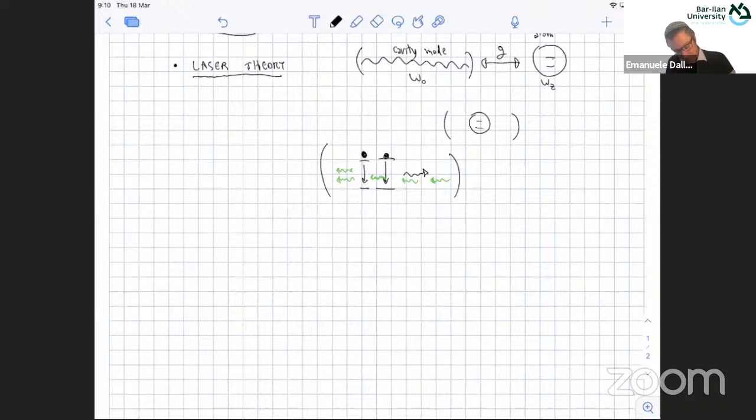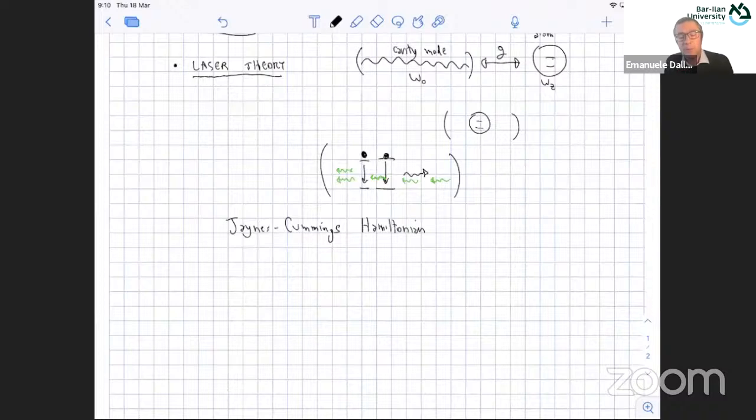theoretical aspect. And to do that, I would like to introduce you to a Hamiltonian. The Hamiltonian I would like to introduce today is called the Jaynes-Cummings Hamiltonian. This is basically the fundamental model of a laser. We will come back to this model later on, so that's why I would like to introduce it.